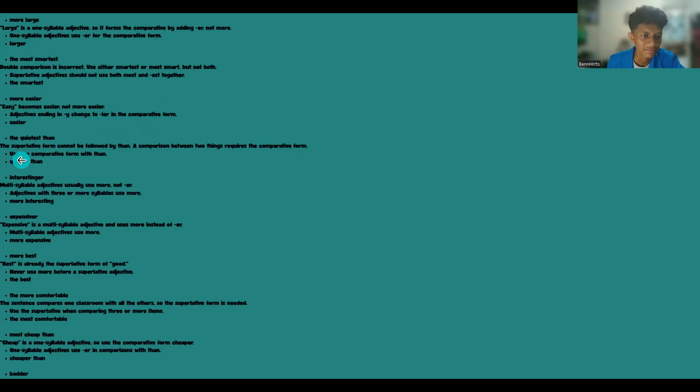The quietest than. The superlative form cannot be followed by than. Comparison between two things requires the comparative form. Use the comparative form with than. So the correct sentence is quieter than. Interestinger. Multisyllable adjectives usually use more, not er. Adjectives with three or more syllables use more. So the correct sentence is more interesting.